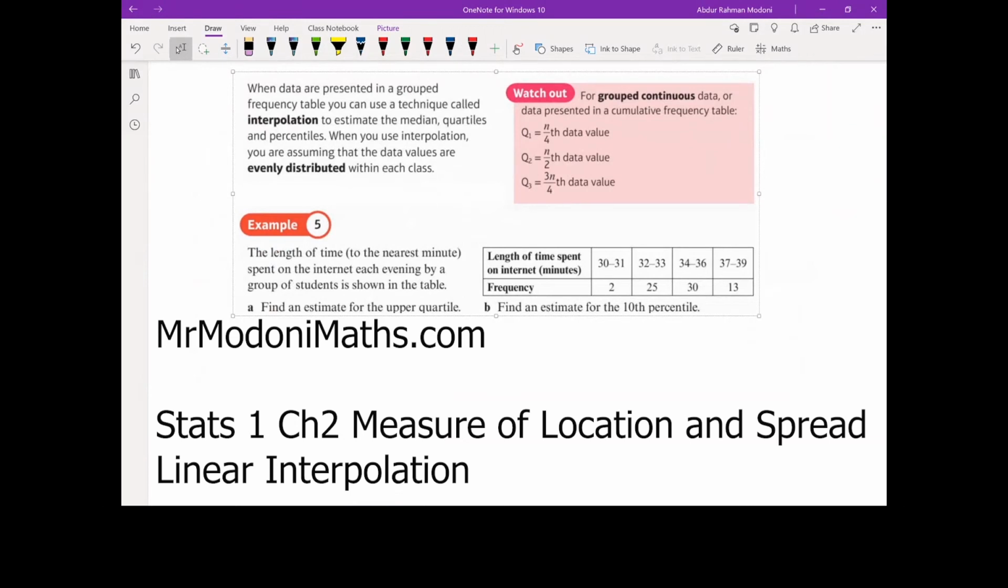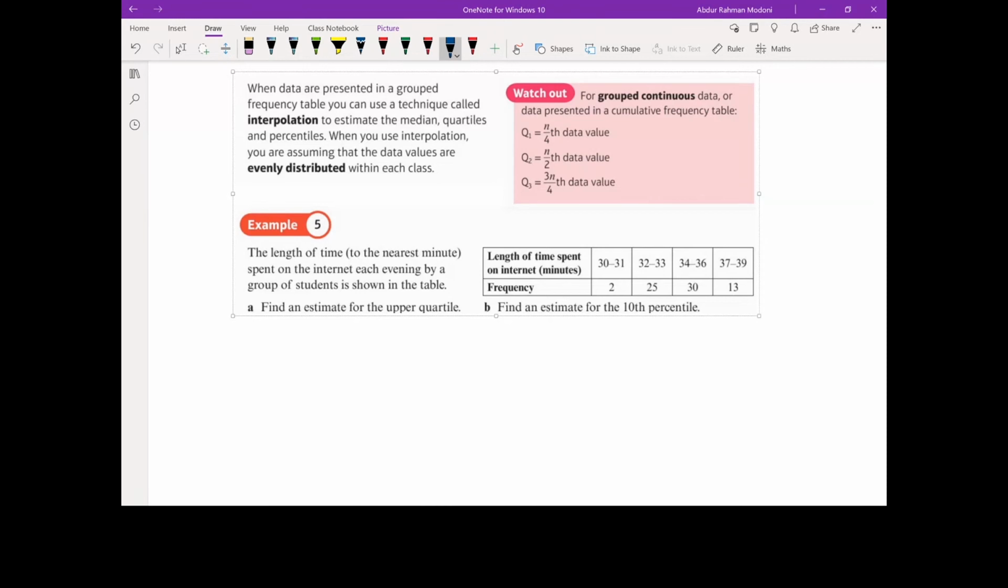So applying linear interpolation here, the length of time to the nearest minute is given in this table. It's the length of time to the nearest minute spent on the internet each evening by a group of students, which is shown in the table. As we can see here, there is a total of the frequency which you can work out: 2 add 25 add 30 add 13, and that's a total of 70. So I'll just make a note of that. Total here is 70. And what it's asking us to find is an estimate for the upper quartile.